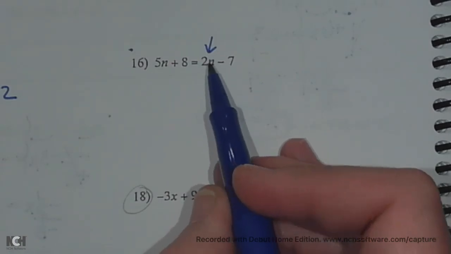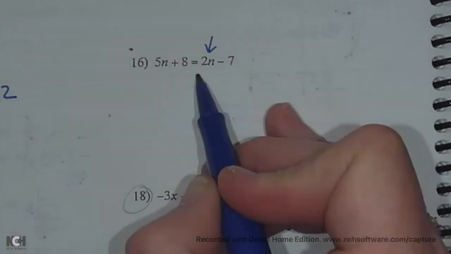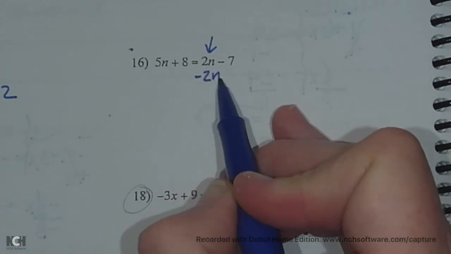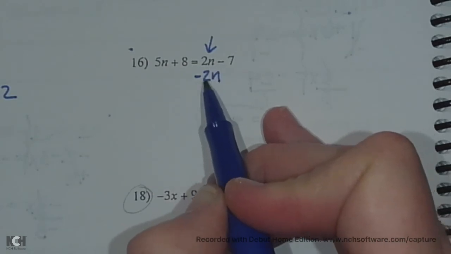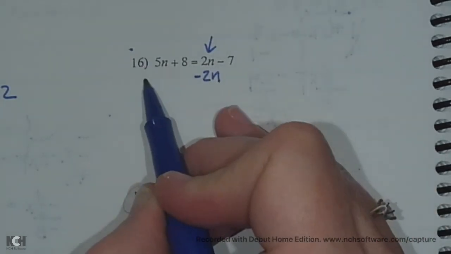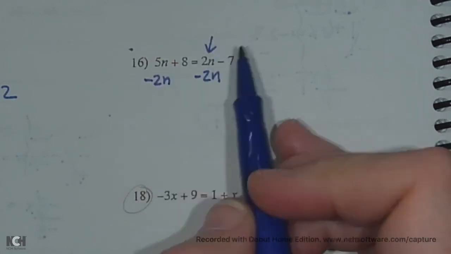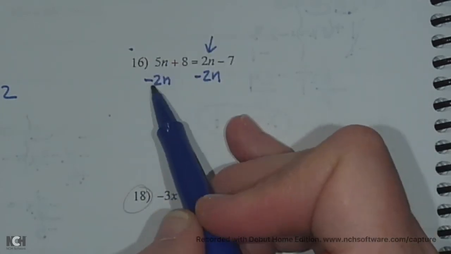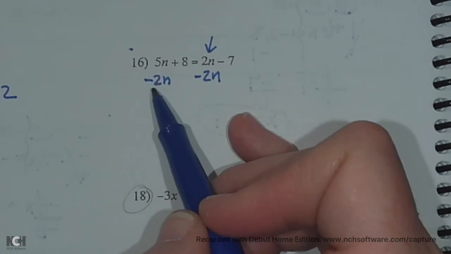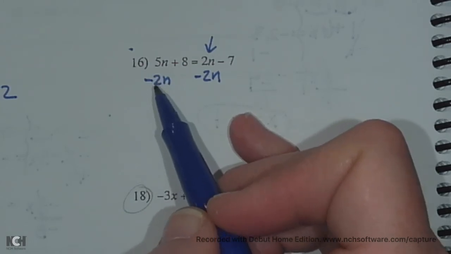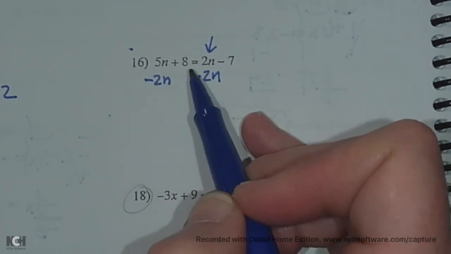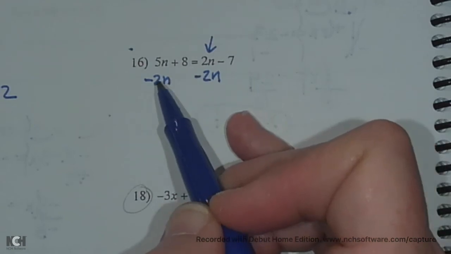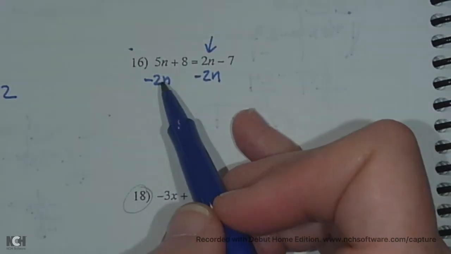So how do I get rid of the 2n? Well, I'm going to subtract it. Right now it's a positive 2n, so I'm going to go minus 2n. Now, whatever I do to this side, I also have to do to the other side, so I'm going to write it right here. And notice how I write it underneath the term that has an n in it? That helps me with the subtraction later because I'm not really subtracting the 2n from the 8. I'm subtracting it from the 5n. It just works better that way.